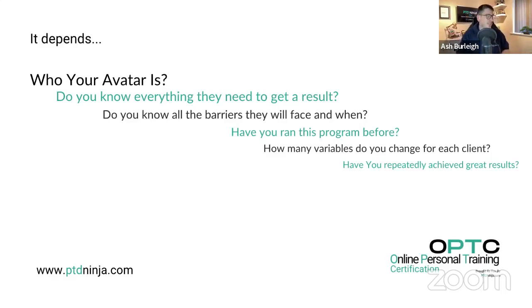What you need to remember with this is, like I mentioned at the start, you need to understand who your avatar is. And you need to know everything they need to get a result. Like you should be able to tell me exactly step by step what they need to get a result for that particular avatar. You need to know all the barriers they all face and when. And then you ask yourself, have you ran this program before? Like, have you actually delivered results to these clients before?